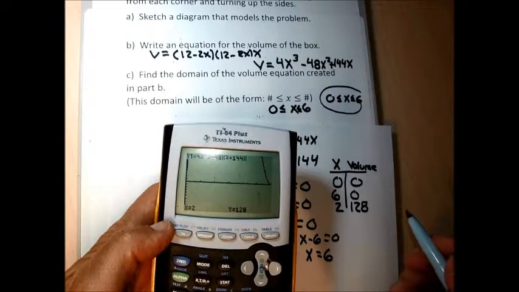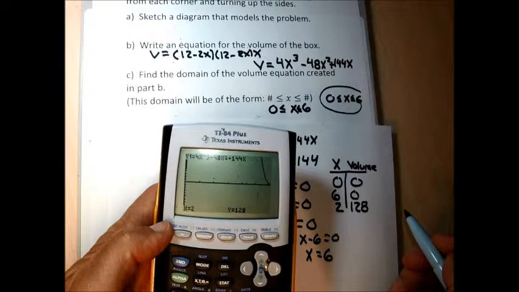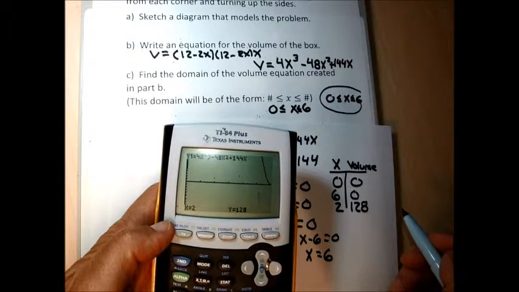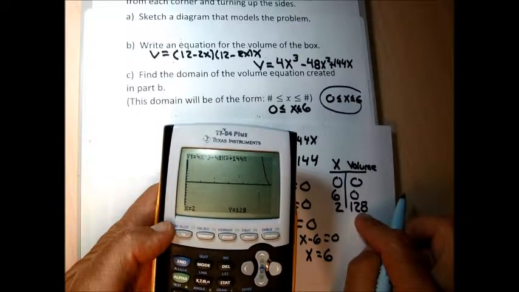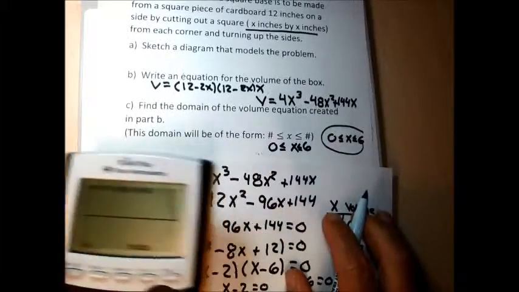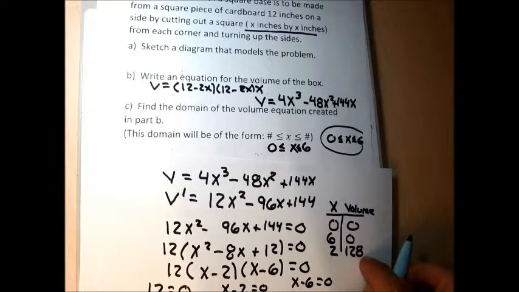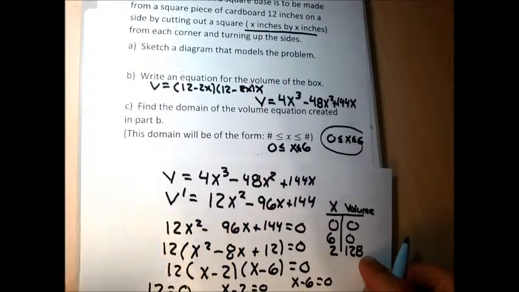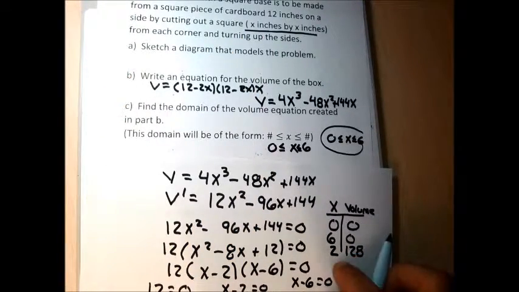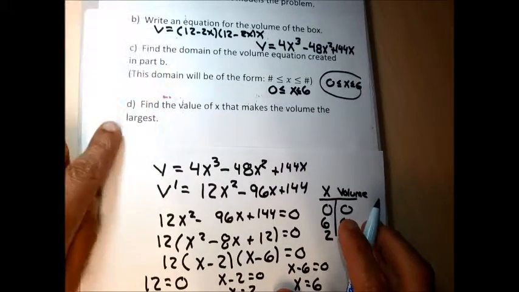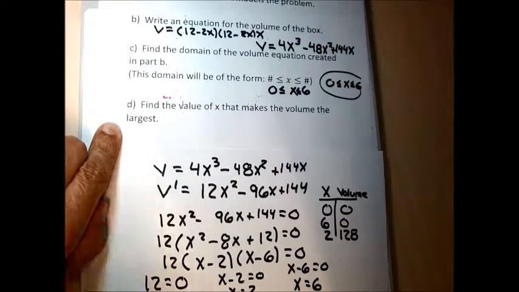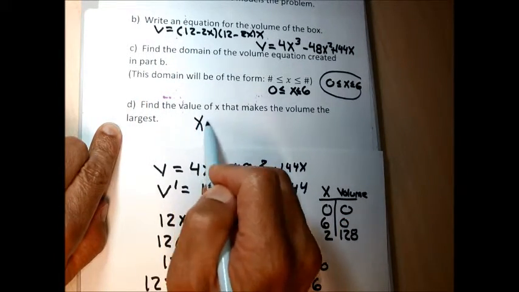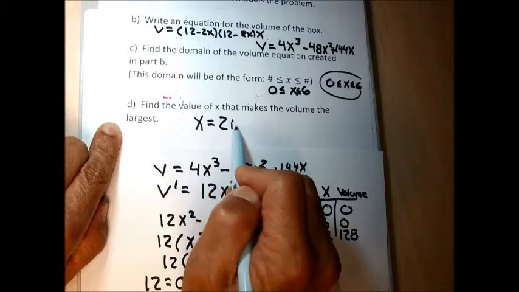That's the best cut. A 2-inch cut is going to give me the best volume, and the volume is going to be 128. Because the sides are in inches, my volume has to have inches in it, and volume always has cubic units, so it's going to be cubic inches. So what I'm shooting for in part D, the value of x that makes the volume largest, the cut needs to be x equals 2 inches.